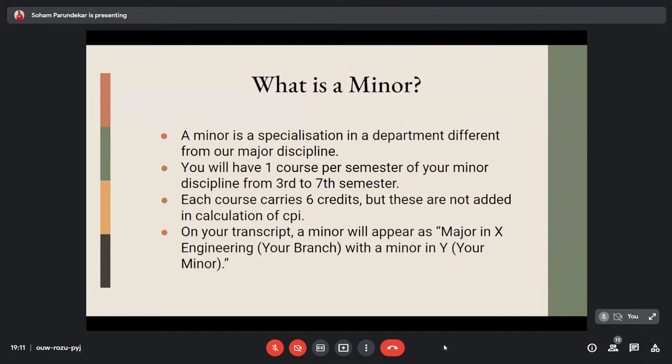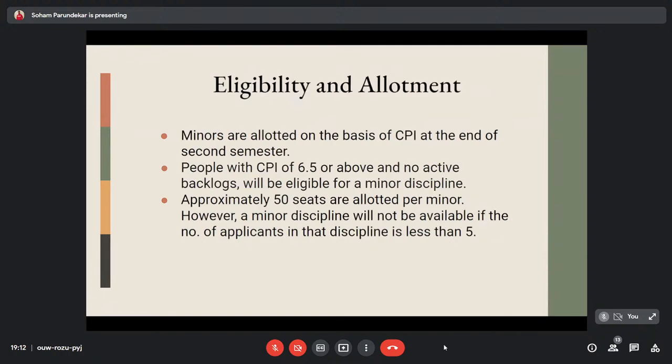Let's talk about eligibility and allotment. Minors are allotted on the basis of CPI, as you all know, at the end of second semester. So if you have a very good CPI, you can get any minor you want. A basic requirement of a CPI of 6.5 and no active backlogs is necessary to be eligible for a minor discipline. Every minor has approximately 50 seats. Some minors might have 20 seats, but majorly they have 50 seats.